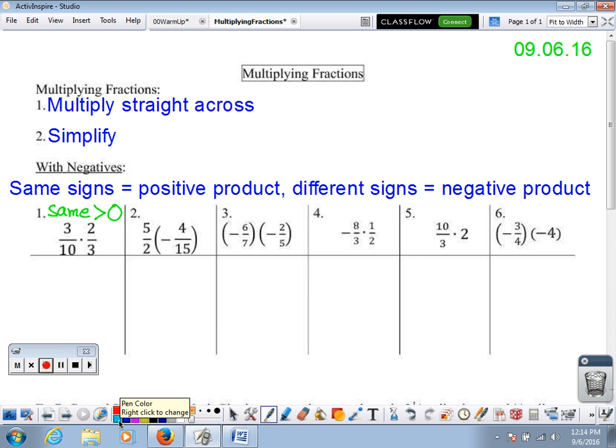Now we said we can multiply straight across. So up top, the numerators, 3 times 2 gives me 6. The denominators, 10 times 3 gives me 30. And we said they have the same sign, so it's going to be positive. Now we do want to make sure that we simplify as much as we can. So we look for something that divides both 6 and 30. Now we've got a couple of different options, but I'm going to pick the largest one, the greatest one, 6. 6 divided by 6 gives me 1. 30 divided by 6 gives me 5. So I end up with positive 1/5.